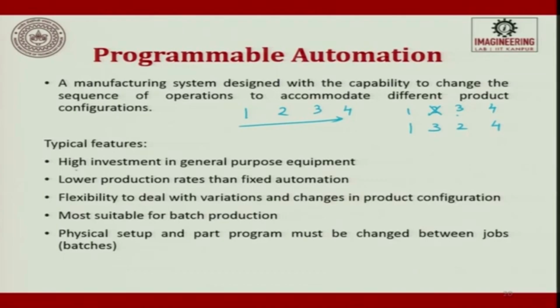So, here it is high investment in general purpose equipment in programmable automation, lower production rates than fixed automation, and flexibility to deal with variation and change in product configuration is possible. Generally for car assembly we always use programmable automation. It is most suitable for batch production. So, the first one was for mass and this is for batch. Again the sizes you have to watch out for. Physical setup and part program must be changed from job to job.